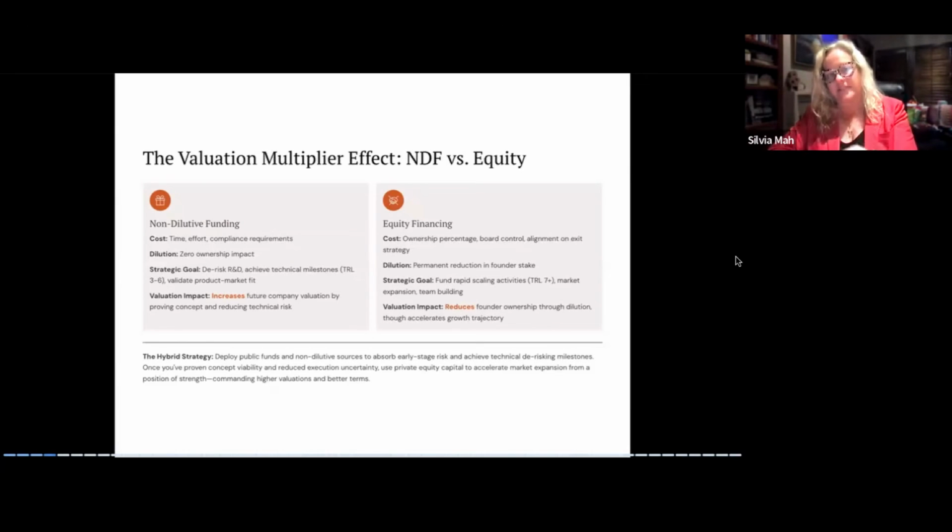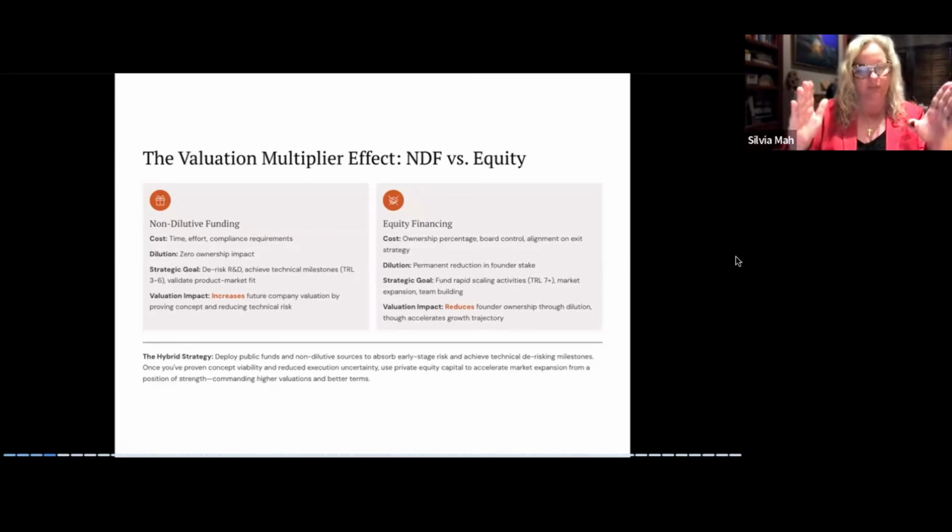I put here TRL 7. We are going to go into what that is. That is technology readiness levels of 7 and above. It's not like 1, 2, 3, 4, 5, 6. It's above that. And then market expansion and team building. The valuation impact is that it reduces the founder ownership through dilution and accelerates growth trajectory. So think about those two things.